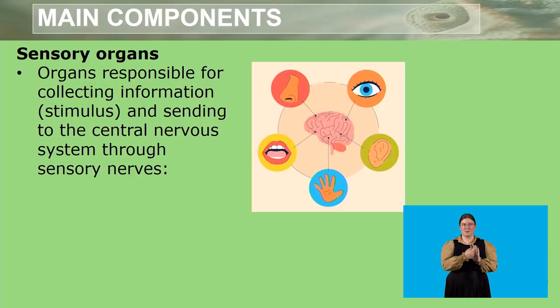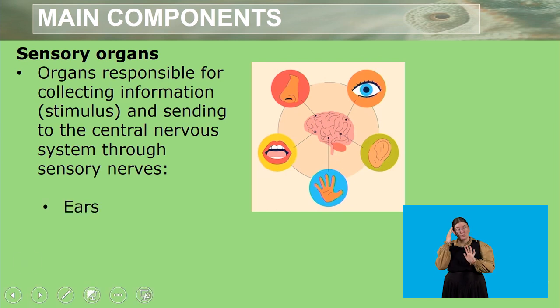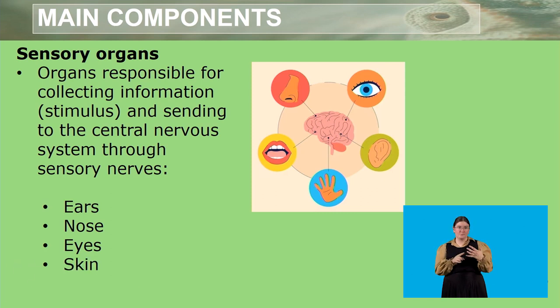Then we have our sensory organs. Our sensory organs are responsible for collecting information or stimulus and sending it to the central nervous system through sensory nerves. And when we look at these sensory organs, we know that we have the following. We have ears, we have a nose, we have eyes, we have our skin, and lastly, our tongue.